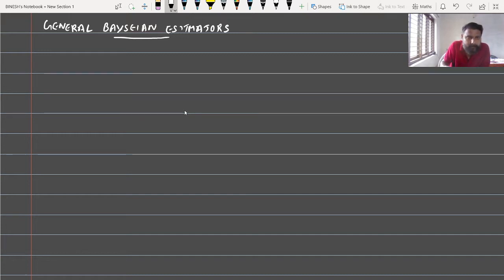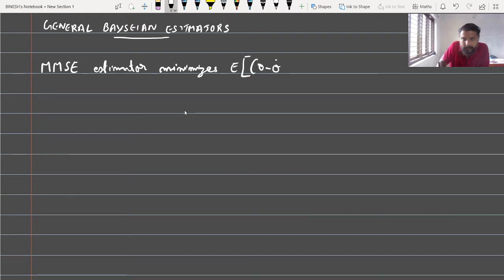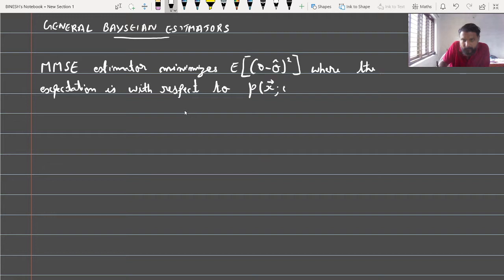The minimum mean square estimator, MMSE estimator, minimizes E of theta minus theta cap squared, where the expectation is with respect to p of x, theta, with vector x.